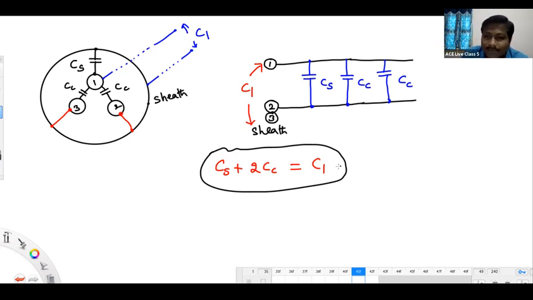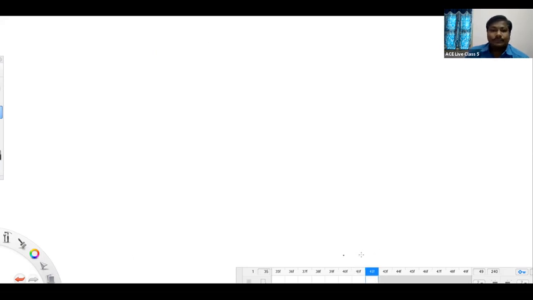So this is equation number 1, which we get from the result of experiment 1. Next, I am taking up experiment number 2.